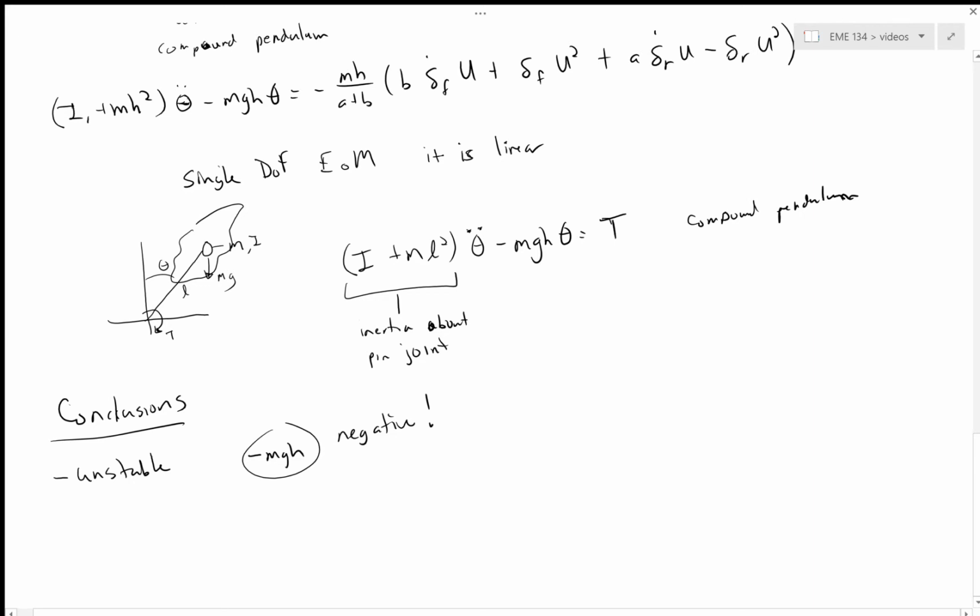So I told you that bicycles or motorcycles can be self-stable at some times. It's impossible for this model to be stable. That negative mgh term is always negative, and we don't have a stable system. So this model is not sufficient to capture the bicycle motorcycle self-stability that I showed you some experimental videos of, and we demonstrated live too.